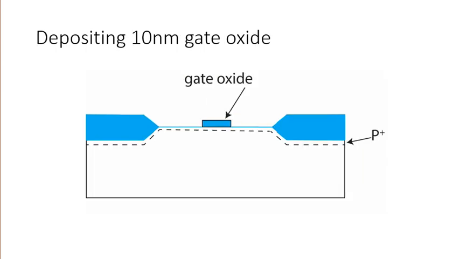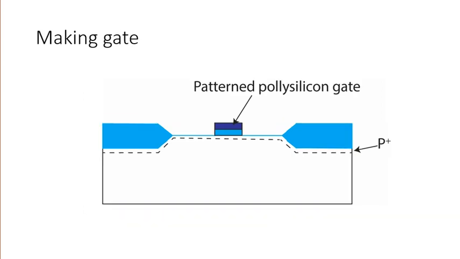The next step is to form the gate oxide. Forming gate oxide is done by depositing 10 nanometer silicon oxide. This step is very important in determining threshold voltage. To complete the gate, polysilicon is deposited on the top of the gate oxide and heavily doped by phosphorus ions.